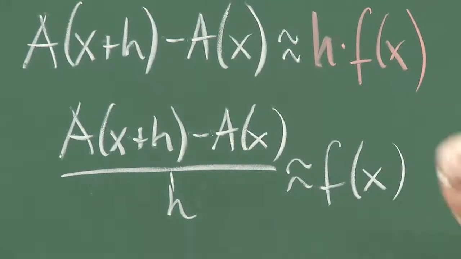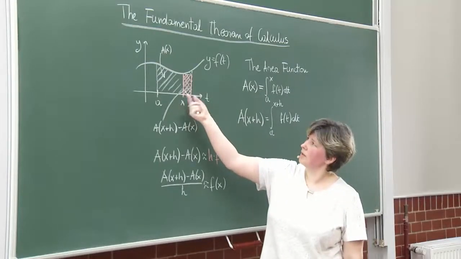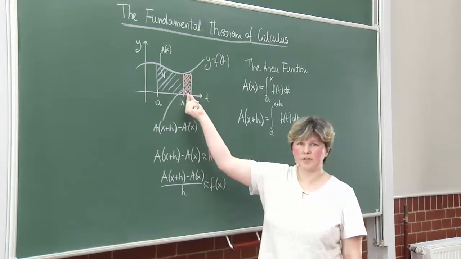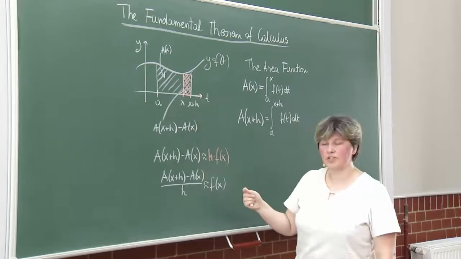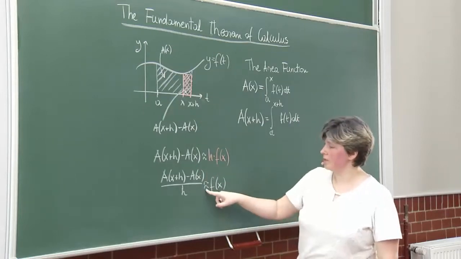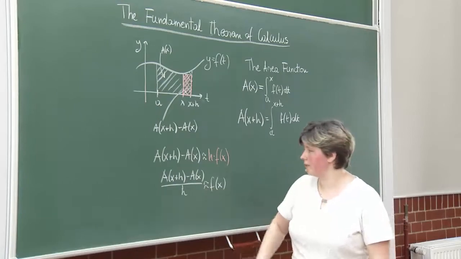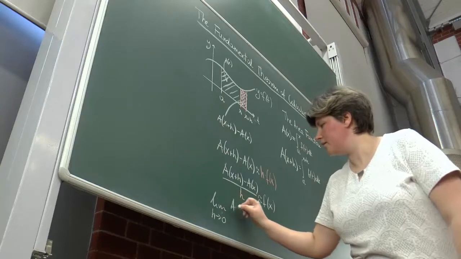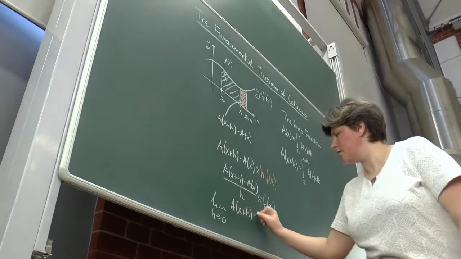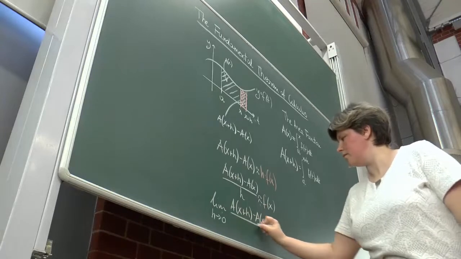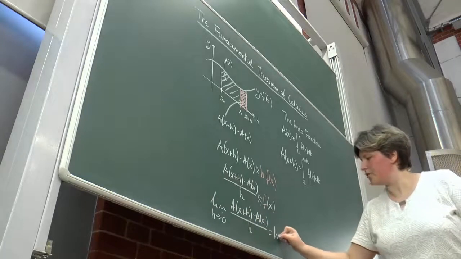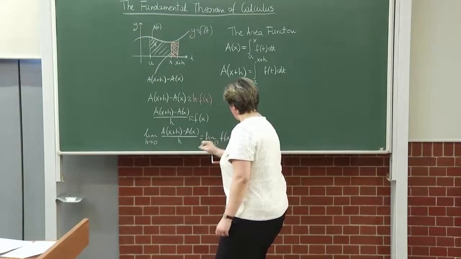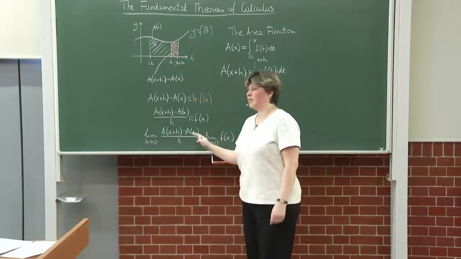And now notice that if h gets smaller, this approximation actually gets better because this little strip gets thinner and thinner. So as we let h go to 0, if we take the limit, we will achieve an exact equality here. So if I take the limit of both sides, I should get exact equality. And now this is the amazing part.